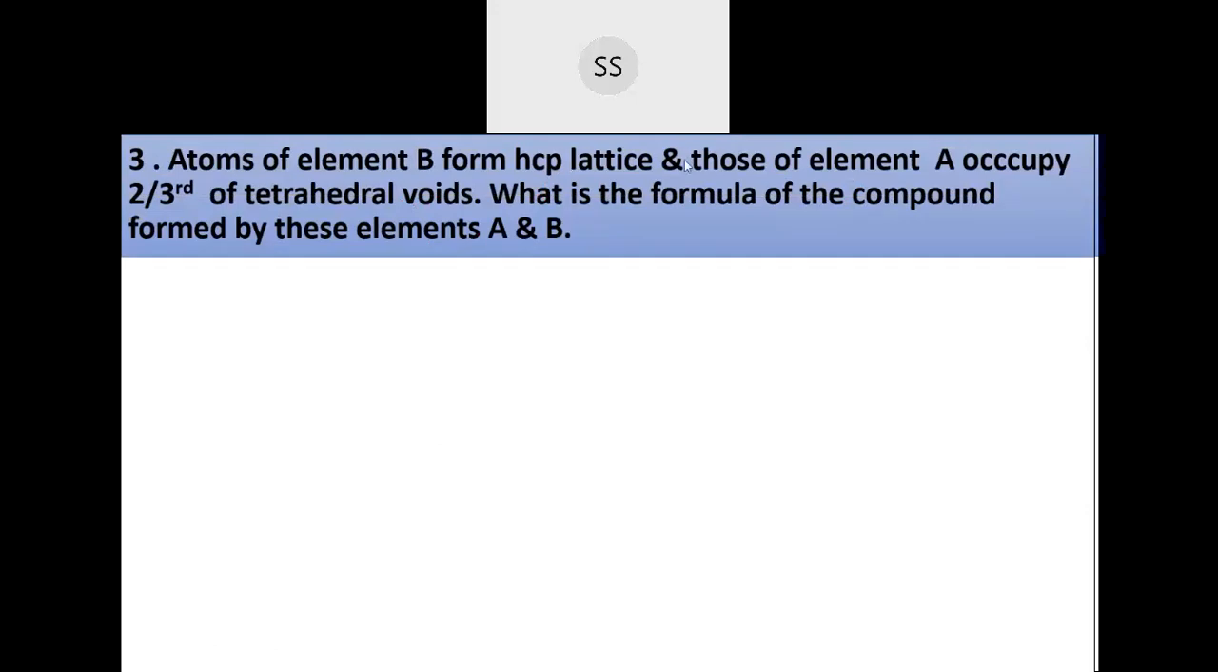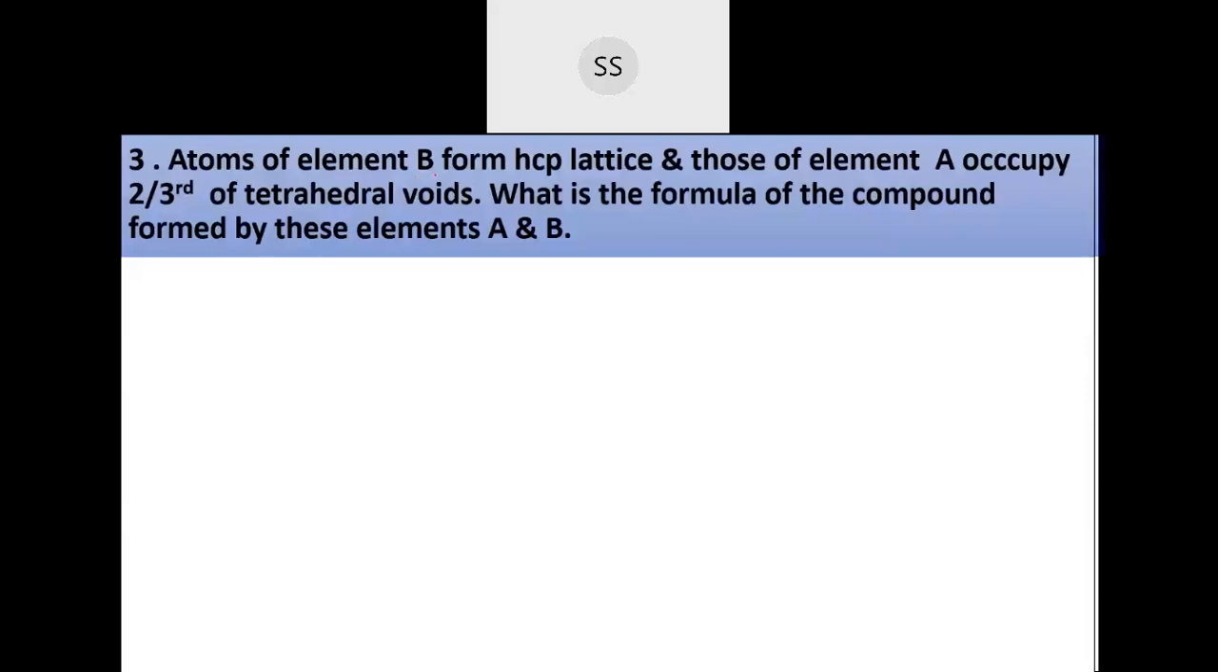B are present. Okay. So now starting with the problem, if you remember, I have told you, you will find out this particular lattice. These atoms are occupying in which lattice? That is your first job to find out. So you can see here the B atoms are forming the HCP lattice. So that value you are going to take as N. Okay, so here let the number of atoms of B involved in HCP be N. After that they are saying 2/3 of the tetrahedral void is occupied by A.